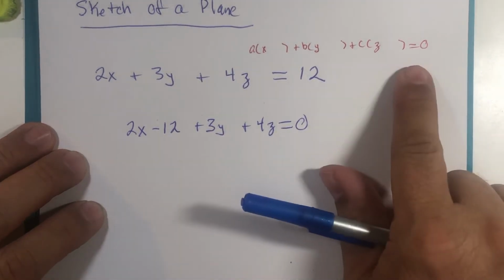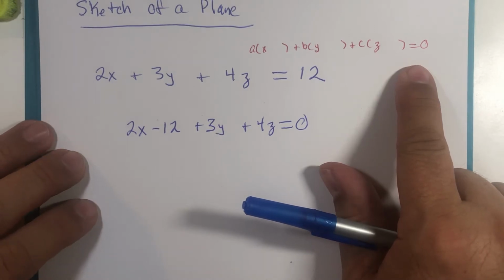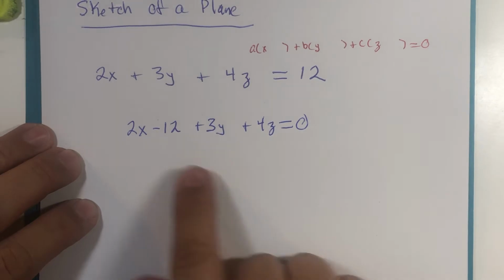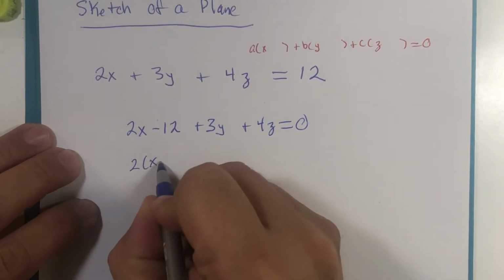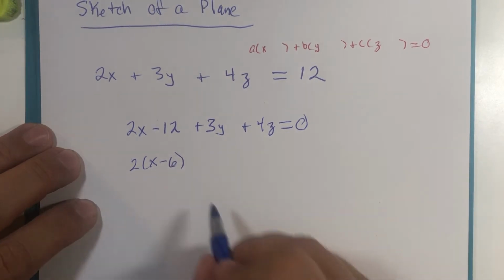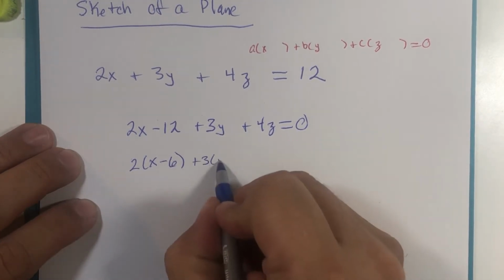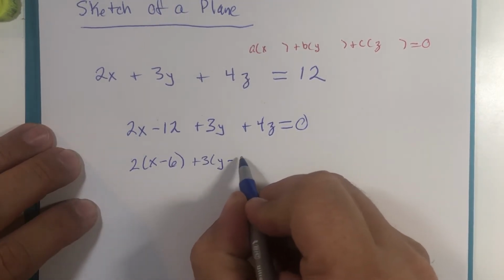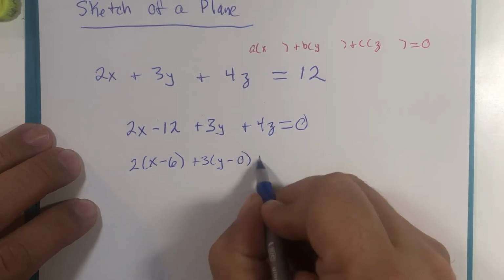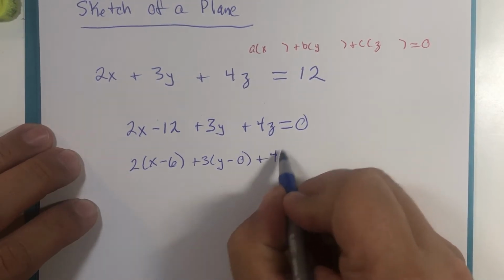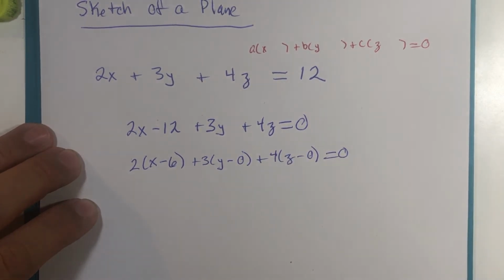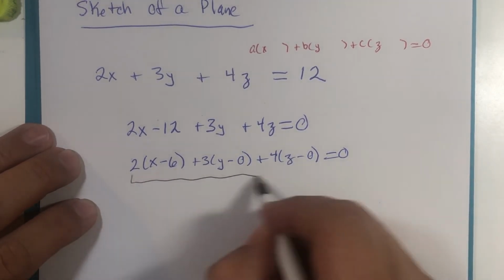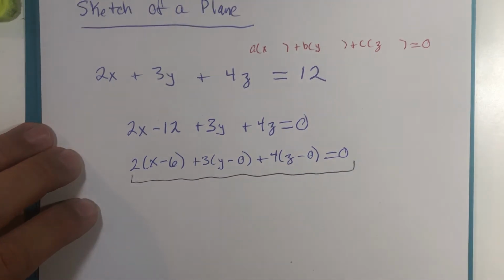So it at least equals 0, like the equation of the plane has been for our last few segments. And let me factor out the 2 here. 2 times x minus 6. And let me just do a little redecoration. Let's call this 3 times y minus 0 and 4 times z minus 0. Now that is a plane right there.